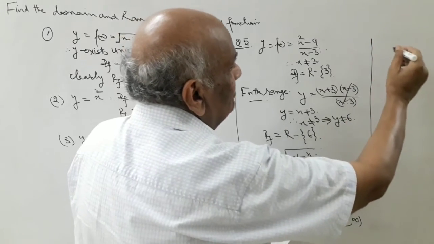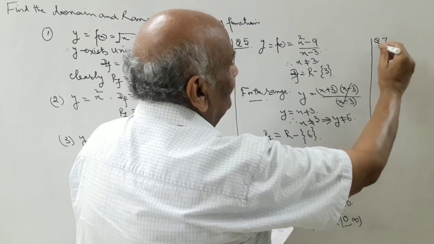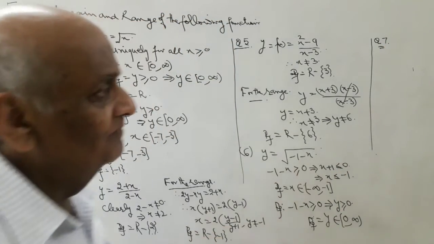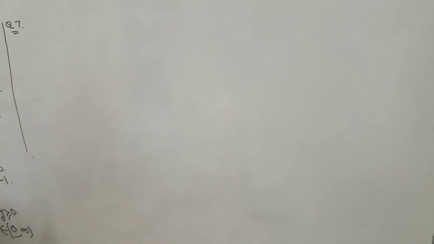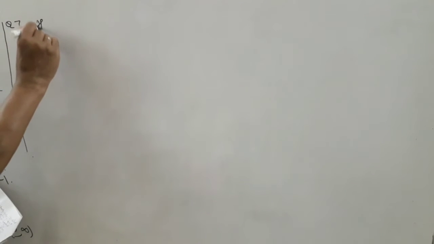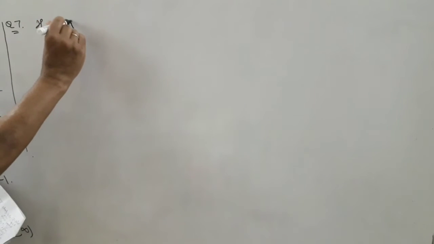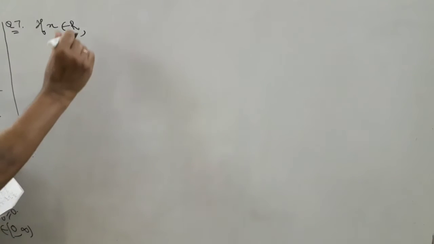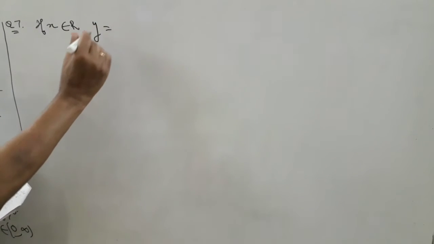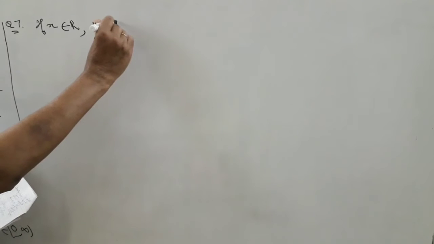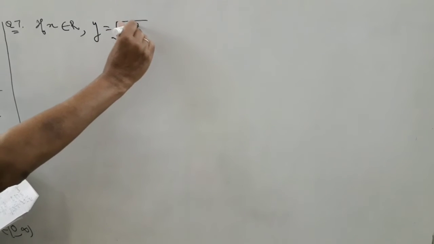Now take up another case. Question number 7. Before I go on to further cases of domain and range, I must make it very clear that we are dealing with the calculus of real variables. So the question is, if x belongs to R, find the domain and range of y is equal to under root of 1 minus x square.